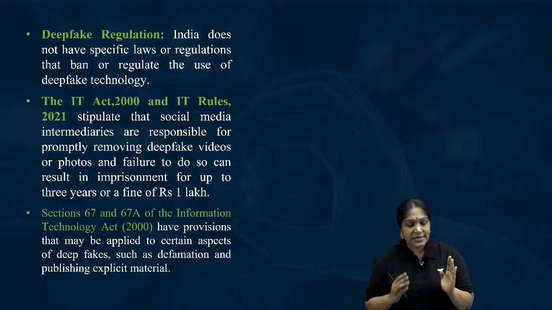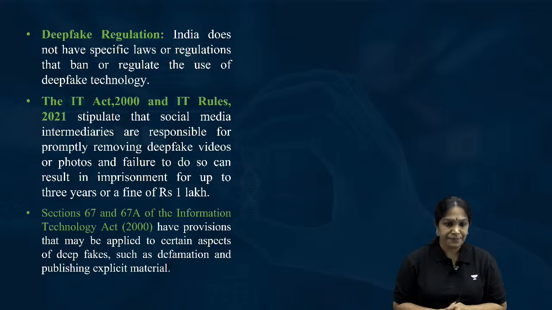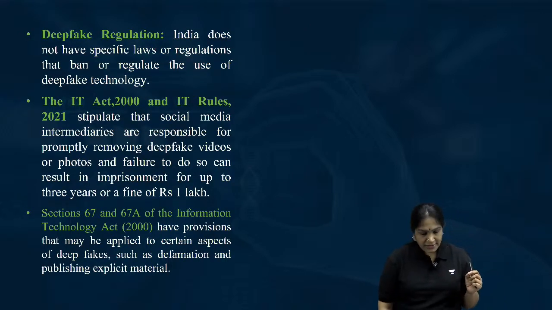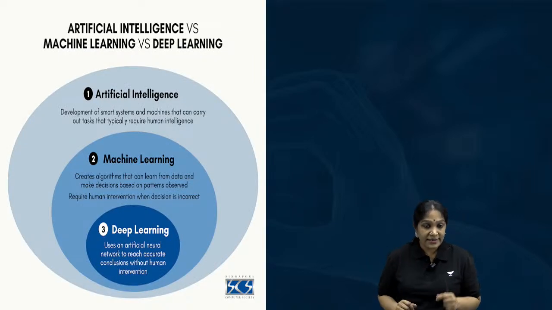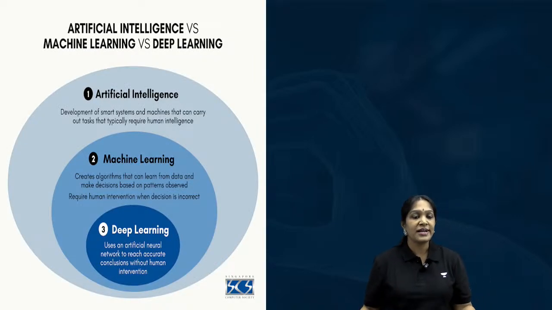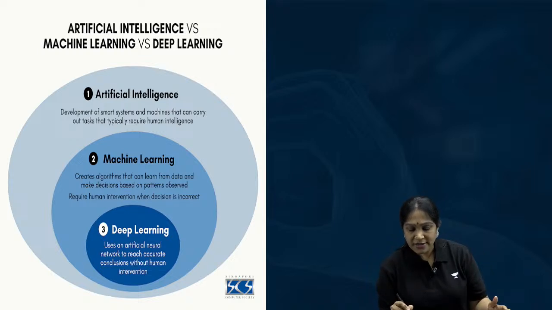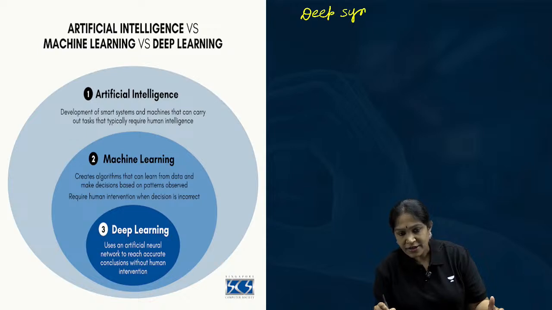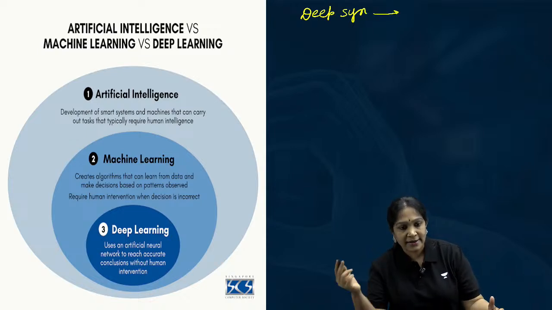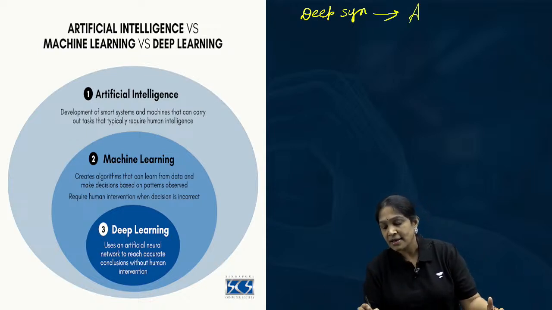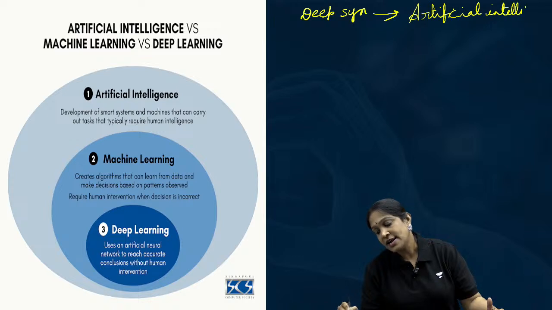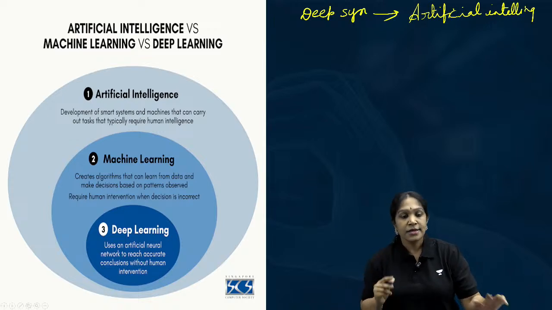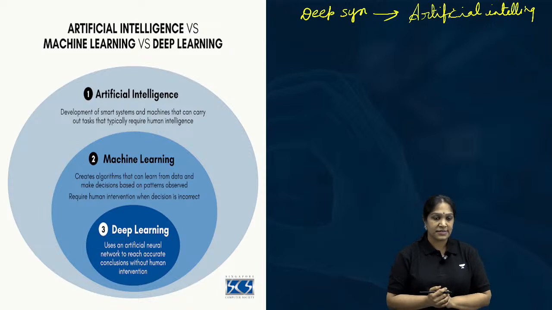To understand what deep synthesis is, we have to understand one more concept, that is artificial intelligence. Is it clear? Why are we understanding artificial intelligence? To understand what deep synthesis is.